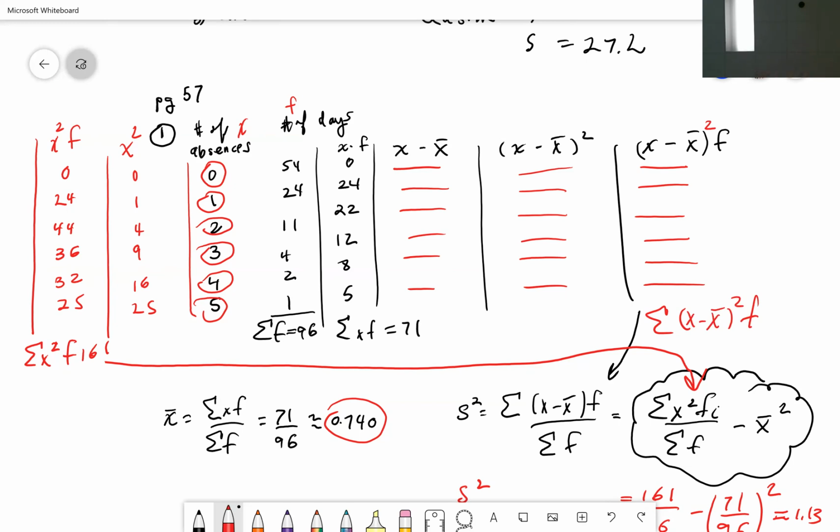Right? And then you divide it by 96. And then you square root that. And you get the answer. Now, this is the variance. This is the variance. They didn't want us to find a standard deviation. I think the answer is correct.